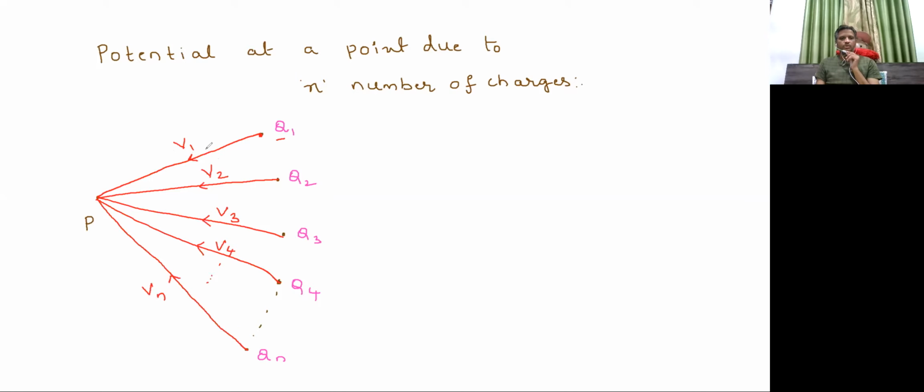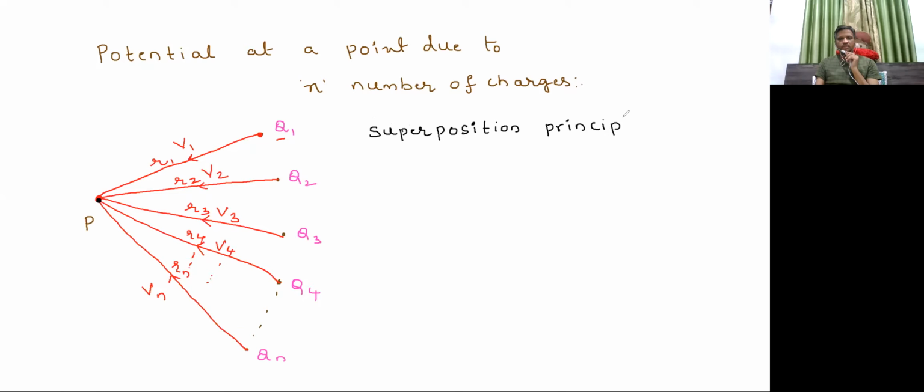Now the point is there is only one thing here, because there is no direction which is required here. The distance between this point charge and the point where you are measuring the potential is, let's say, R1, and this is R2, R3, R4, and so on, Rn. Now, I want the total potential at this point. The total potential at this point will be calculated by using the superposition principle.